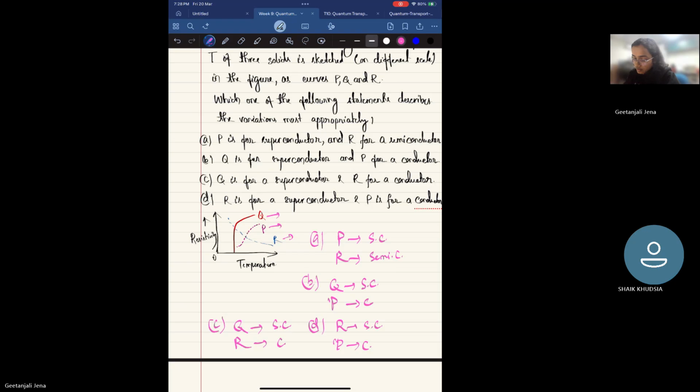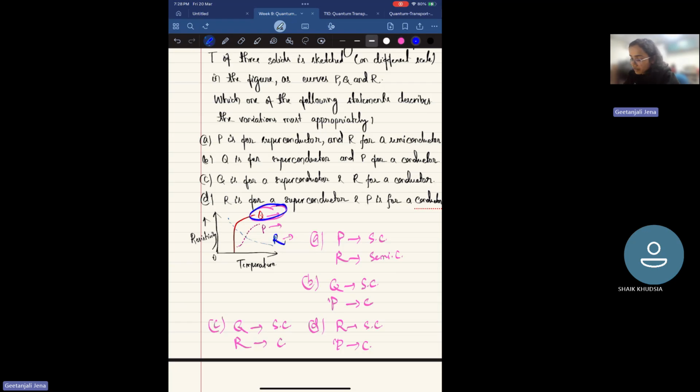Option C. Q is a superconductor, R is a conductor. Is this what you mean? Yes, Q is a superconductor, that is correct.